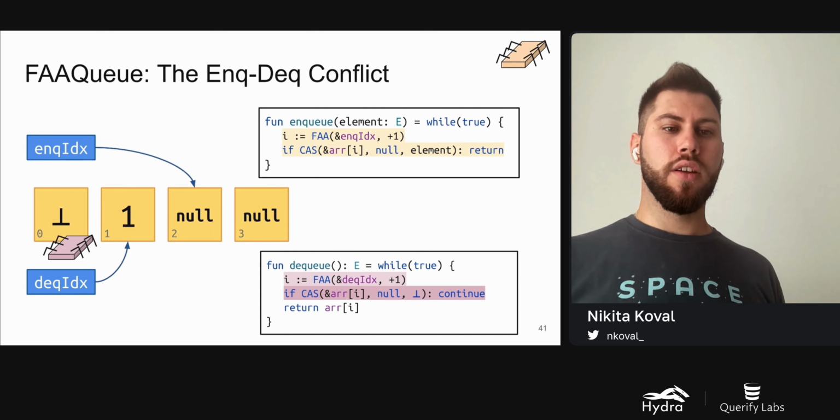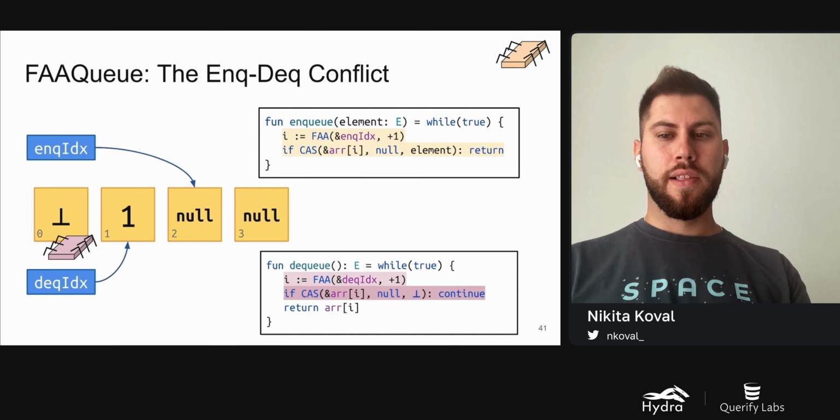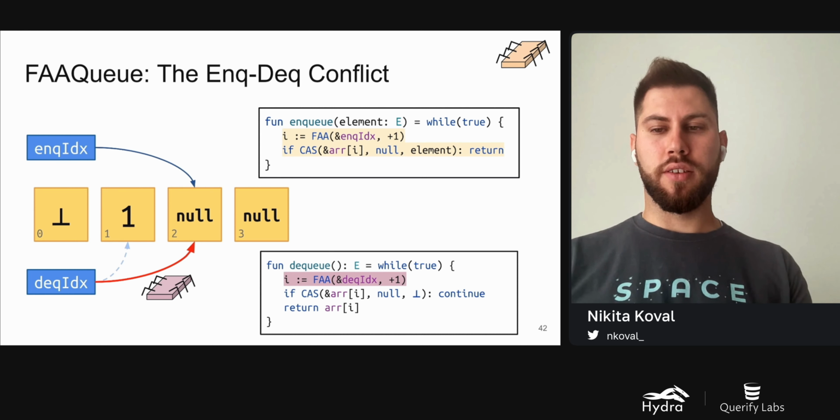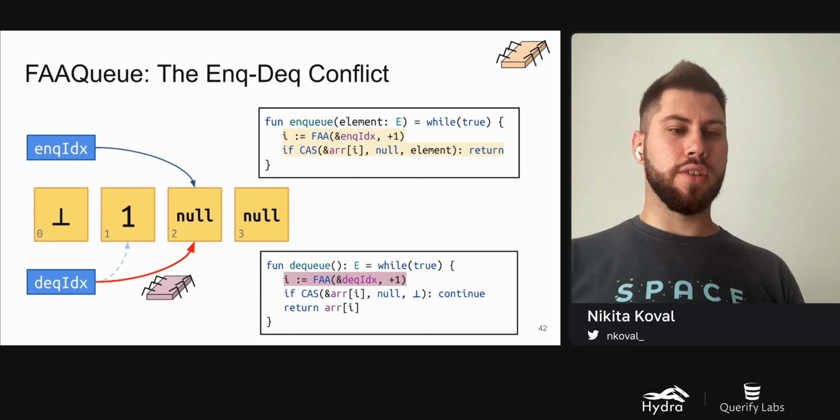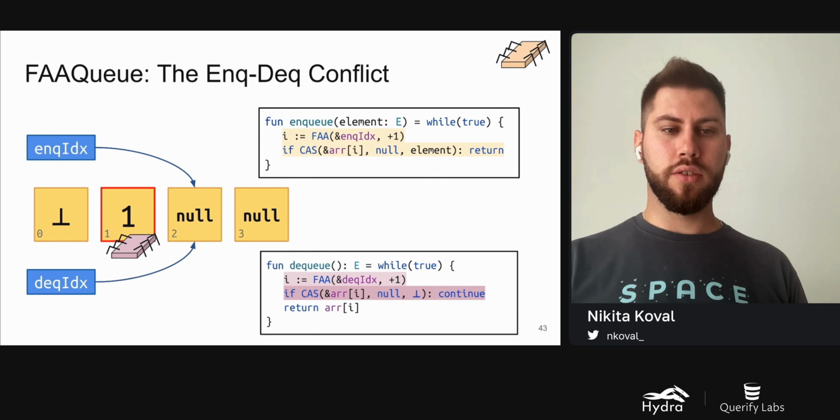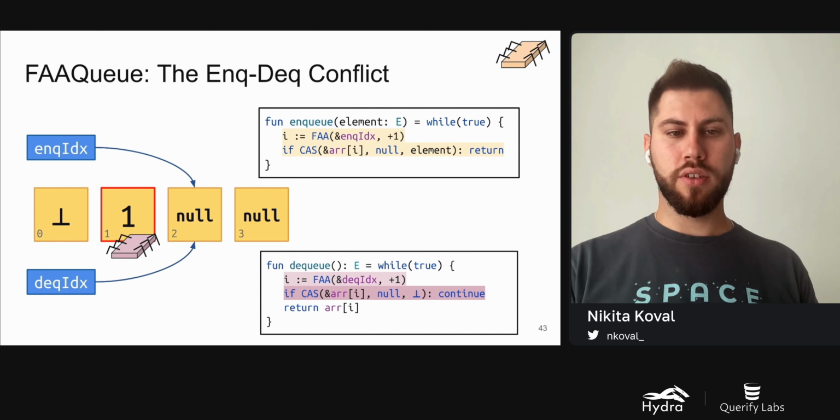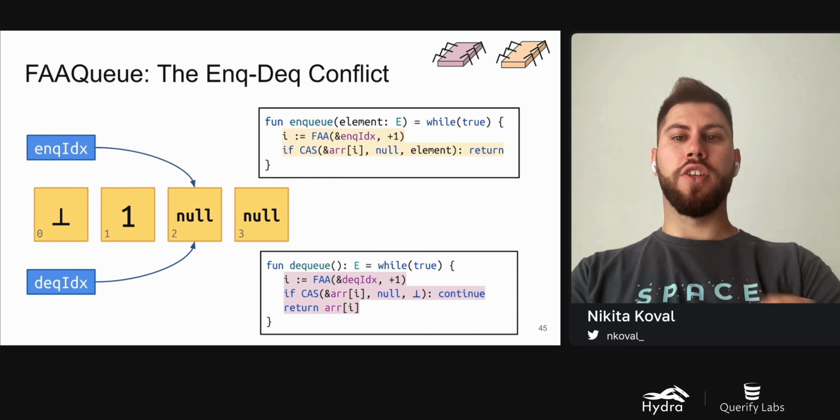And after that, if the purple thread continues, it increments the dequeue index, and now, wow, in the first cell there is an element, so the corresponding CAS that poisons the cell fails, and dequeue successfully retrieves the element. So it finishes.